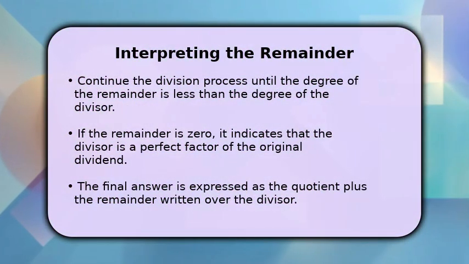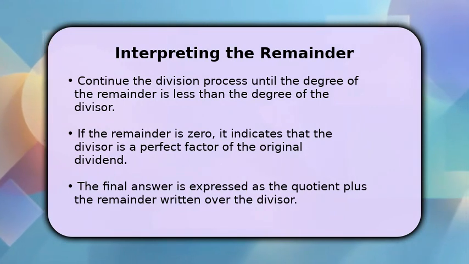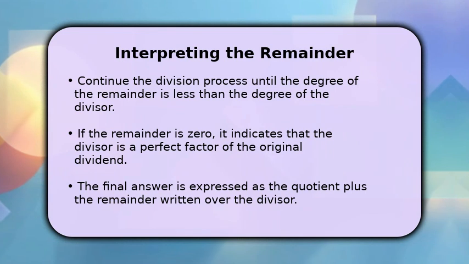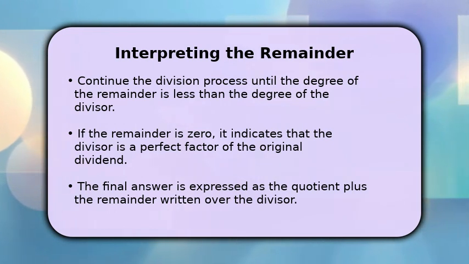You'll know you're finished when the degree, or highest power, of your remaining polynomial is less than the degree of your divisor. If your remainder is exactly 0, congratulations. That means your divisor evenly divides the dividend, making it a factor. Otherwise, you'll have a non-zero remainder.